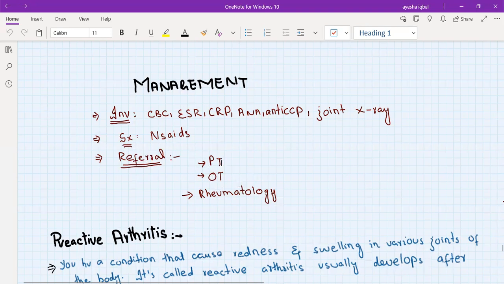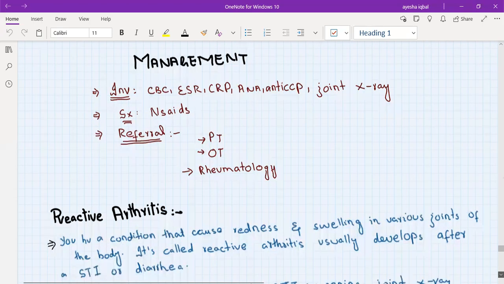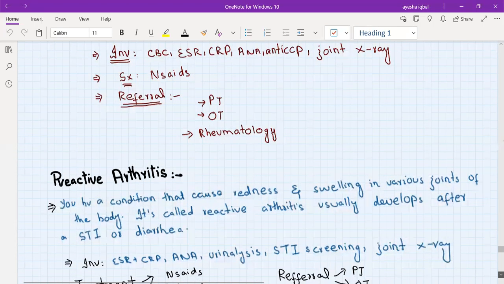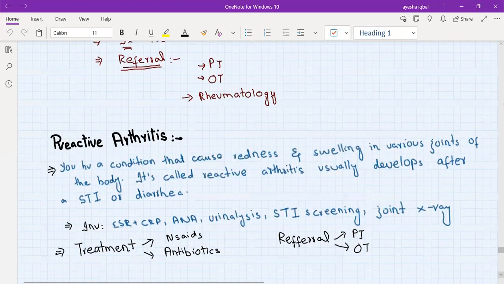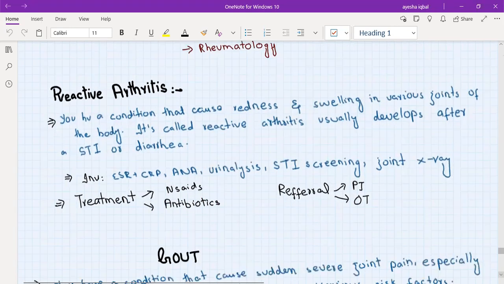Okay, so physiotherapy, occupational therapy, and rheumatology. So three referrals for each joint patient: PT, OT, and rheumatology. Please remember it. Okay. So to complete your management, you must tell the patient that I will refer you to physiotherapy, to occupational therapy, and to the specialist of joints, which is called a rheumatologist.